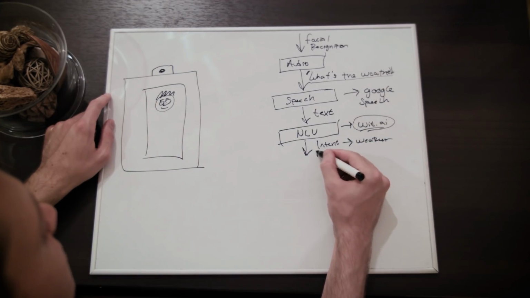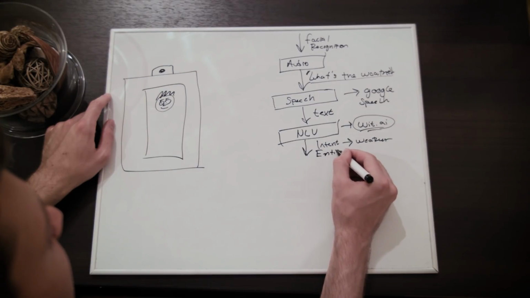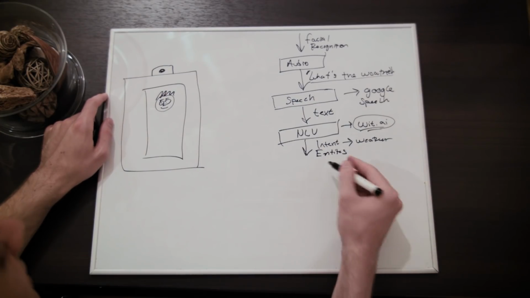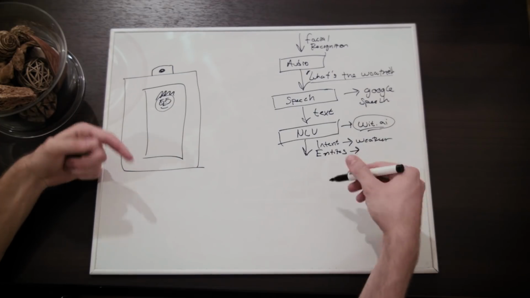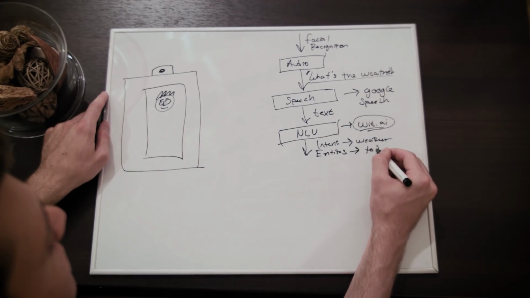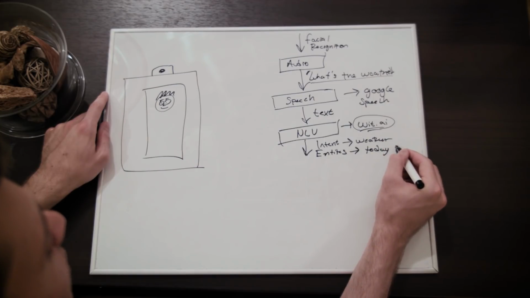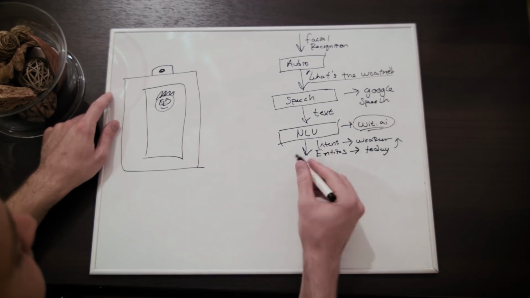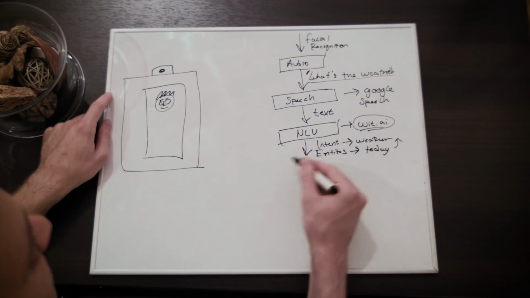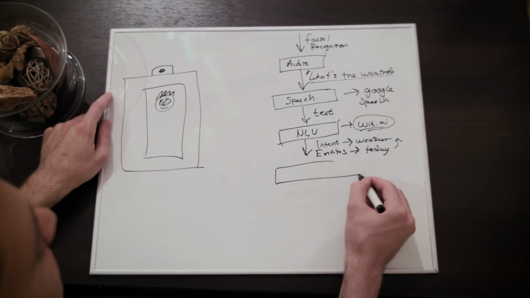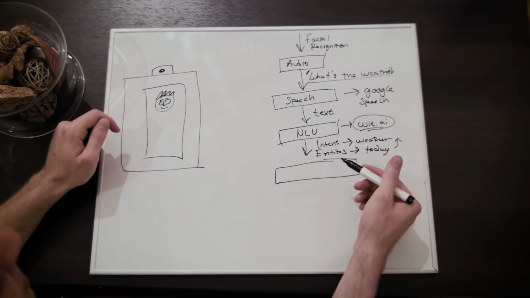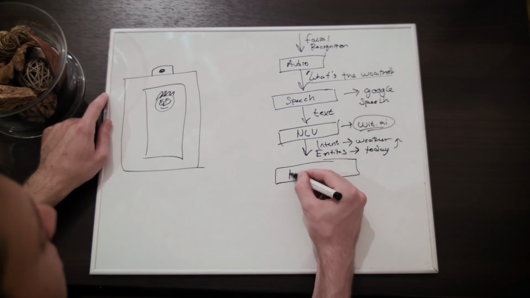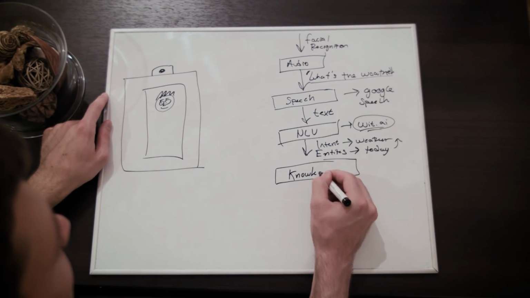You could also extract other entities. So maybe they ask, what's the weather today? Today would be an entity because it modifies what you return for the weather. So we have this, and we need to reach out to the internet and find information about what the user wants. So we'll call that module knowledge.